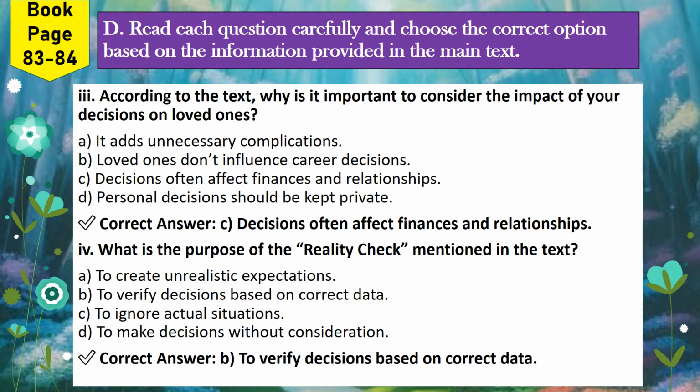Question 3. According to the text, why is it important to consider the impact of your decisions on loved ones? The correct answer is C. Decisions often affect finances and relationships. Question 4. What is the purpose of the reality check mentioned in the text? The correct answer is B. To verify decisions based on correct data. Let's move to the next page.